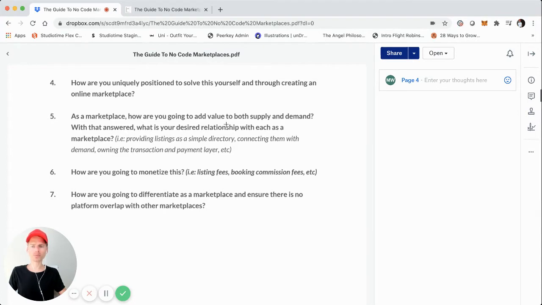And then of course from there, it definitely makes sense to also think about, who are you charging, right? Are you charging supply? Are you charging the demand? Are you charging them both? And then, how much are you charging them?